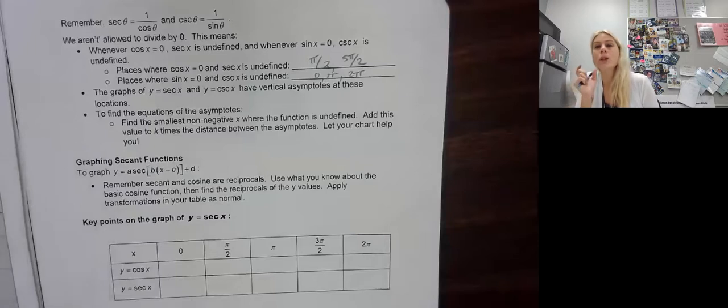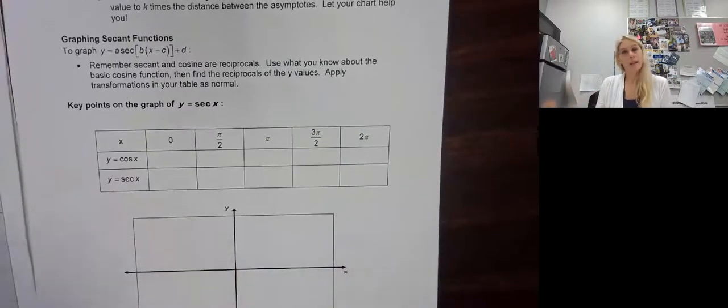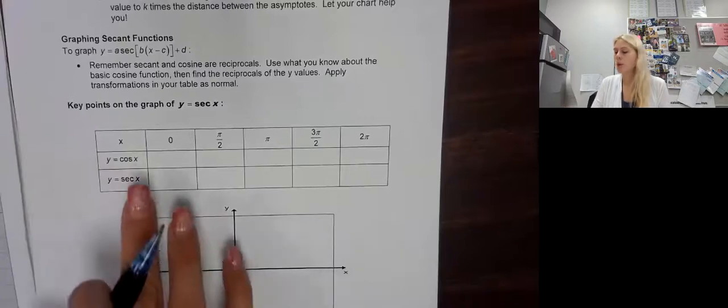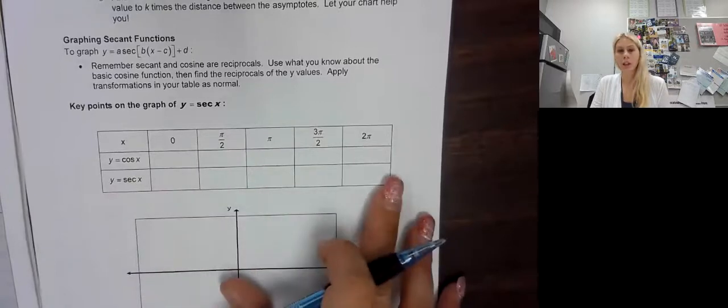Now that means that we're not just doing it in one period. There's multiple asymptotes in one period. So I'm going to show you how that looks as we go along. We are really going to be looking at, again, the transformations, but let's keep in mind the reciprocals. So I want to show you what cosine looked like again, and so what secant looks like.